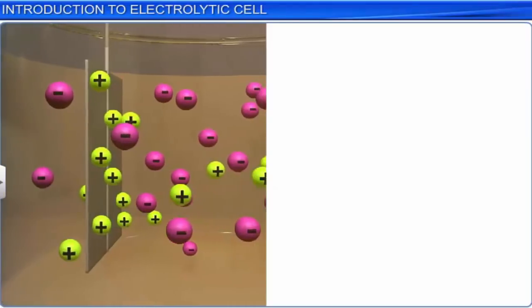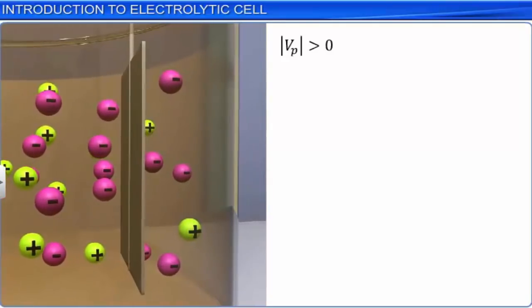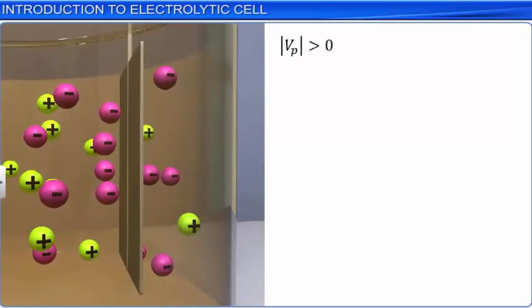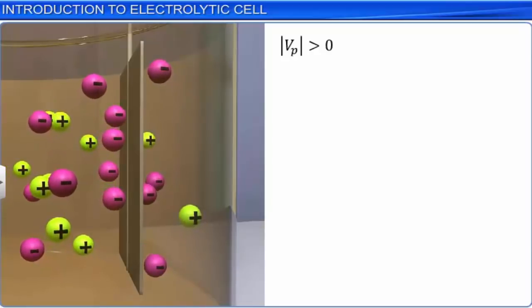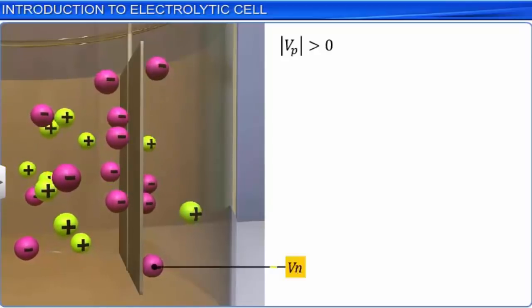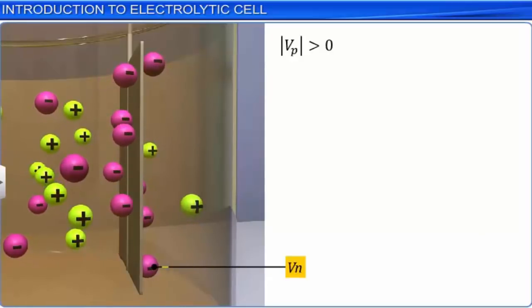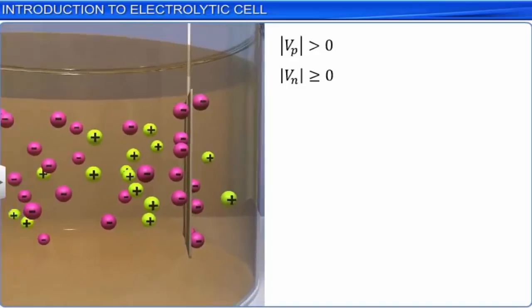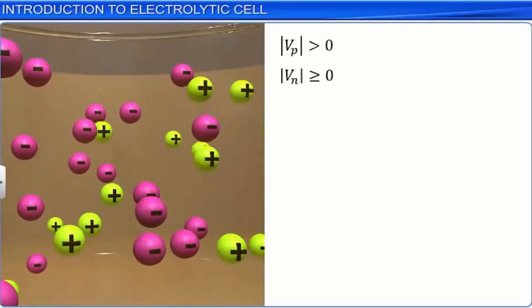The magnitude of Vp is always greater than 0. Due to the exchange of charges, the negative electrode N acquires a negative potential Vn relative to the electrolyte adjacent to it. The magnitude of Vn is equal to or greater than 0. When there is no current, the potential throughout the electrolyte is the same.